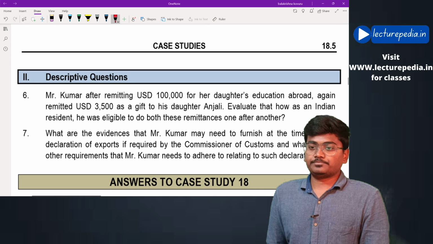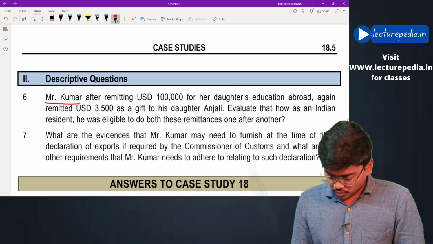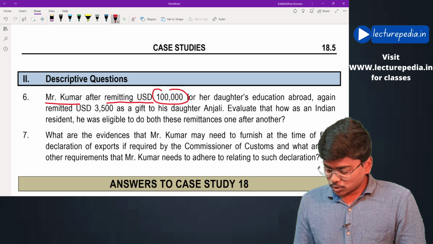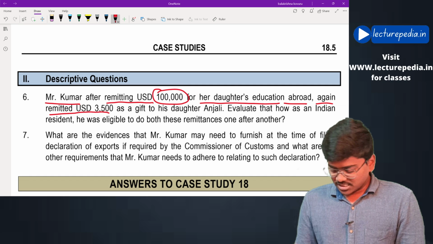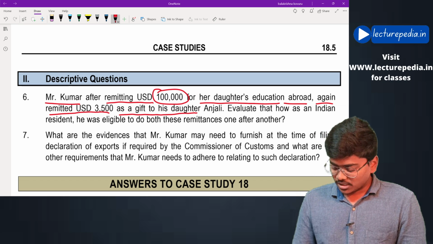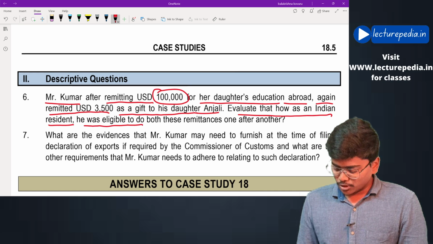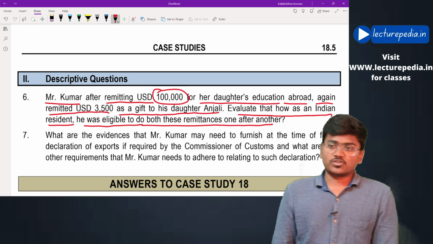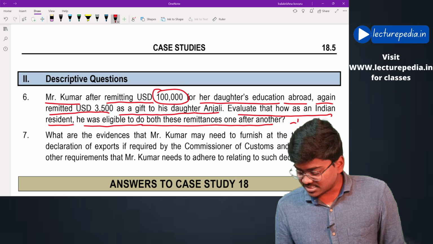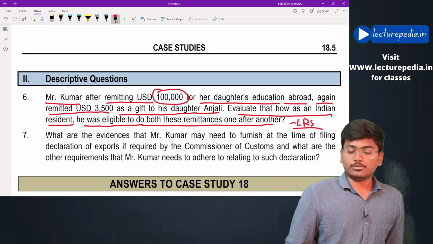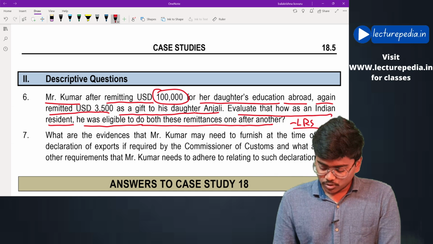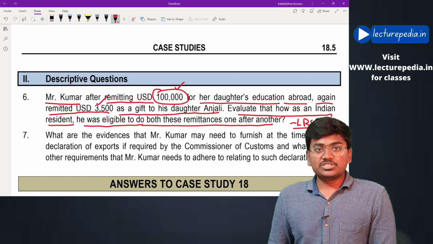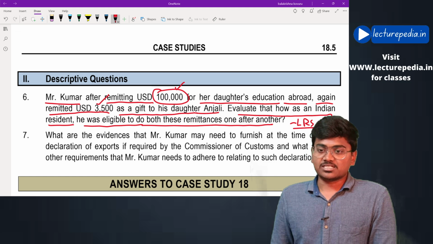Next, descriptive questions. Mr. Kumar, after remitting $1 lakh US for his daughter's education abroad, again remitted $3,500 as a gift to his daughter Anjali. Evaluate how, as an Indian resident, he is eligible to do both these remittances one after the other. You have to refer to the LRS scheme. Under the Liberalized Remittance Scheme, an individual can utilize a maximum of $2,50,000. Here he utilized only 1 lakh and 3,500, which is completely allowed and within the limits of the LRS scheme.